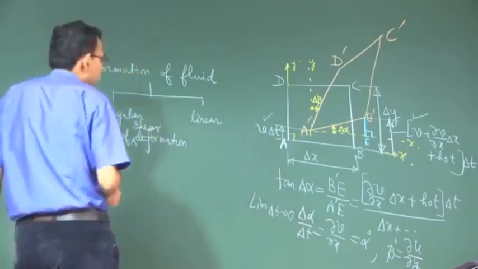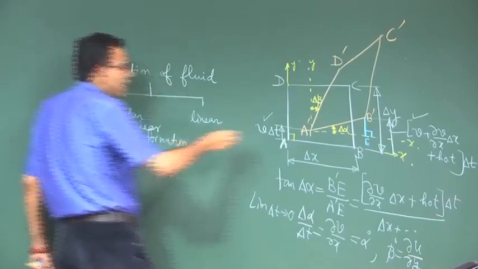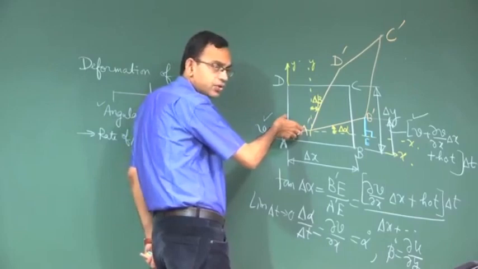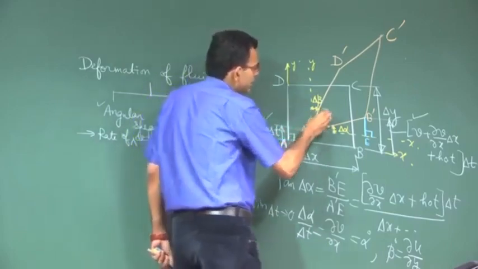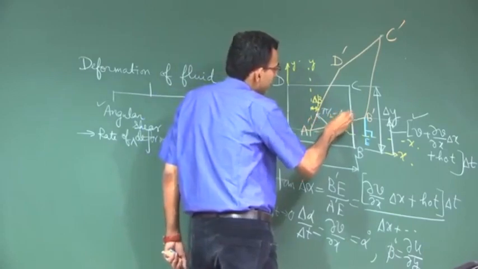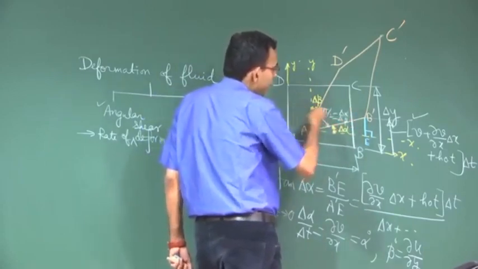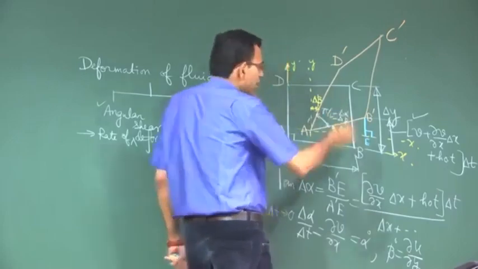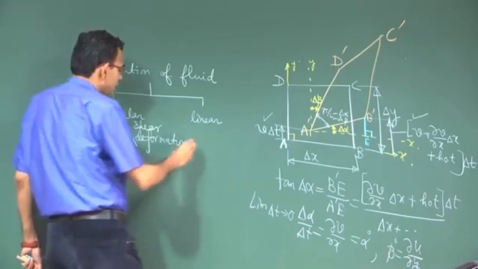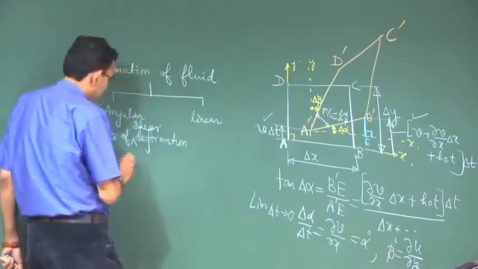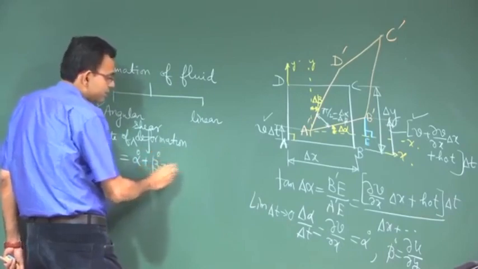So rate of deformation is basically, original angle is pi by 2, final angle is this one. So this is pi by 2 minus delta alpha minus delta beta. So the change in angle is pi by 2 minus this, so delta alpha plus delta beta. So the rate of change of angle is alpha dot plus beta dot.